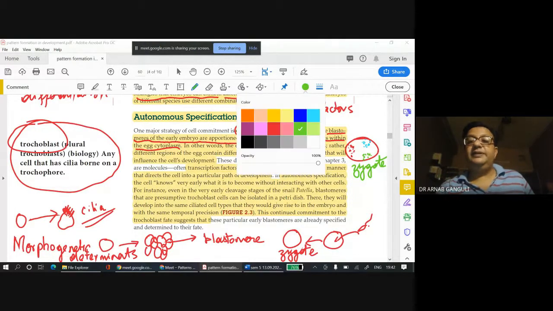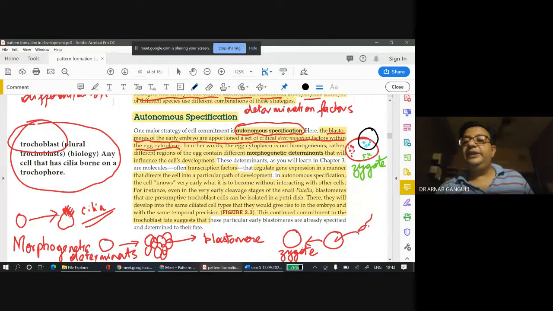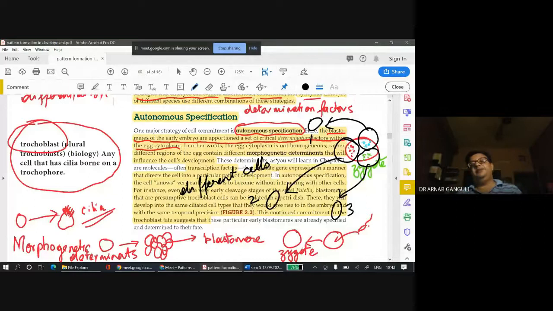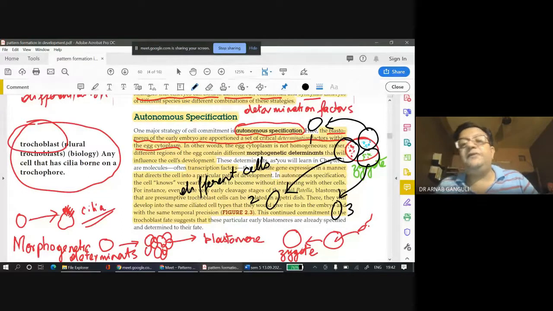It's present like that. What happens is, eventually, say for example, this region and this region, they will become different cells. This will be a different cell, this will be a different cell, and this will be a different cell. This is one type of cell, second type of cell, and this is a third type of cell. So they will be forming different types of cells.